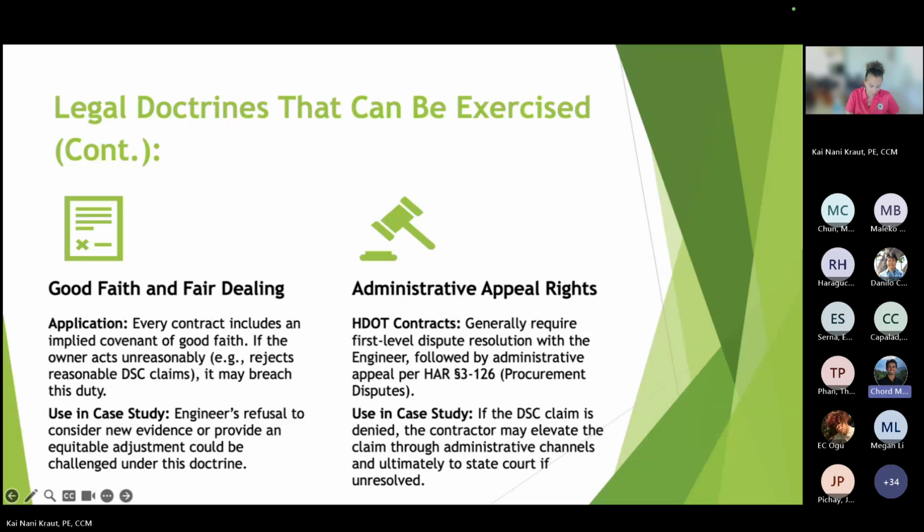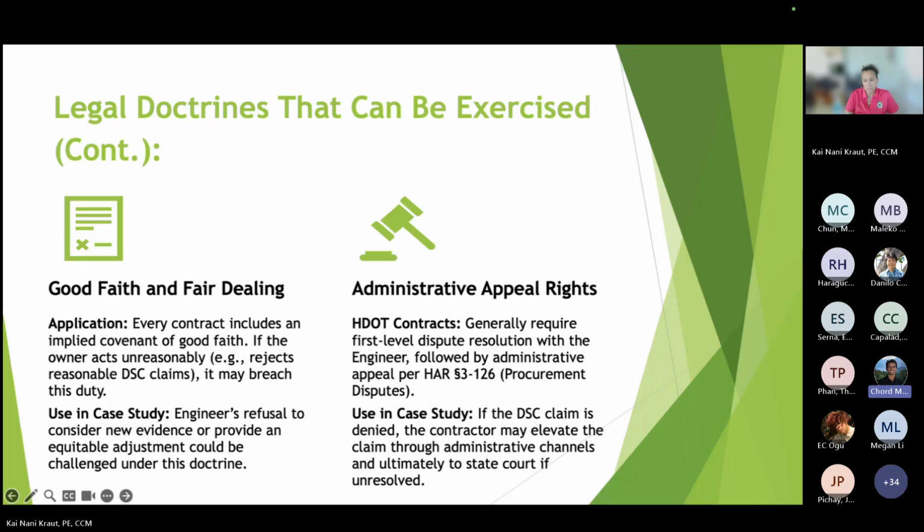And Kai mentioned this before, good faith and fair dealing. So every contract includes an implied covenant of good faith. So if the owner acts unreasonably, rejects a reasonable differing site condition claim, it may breach its duty.